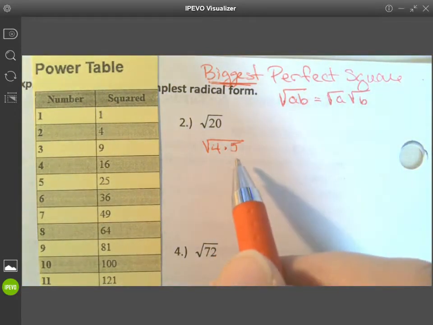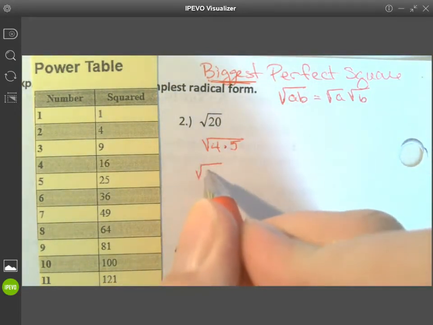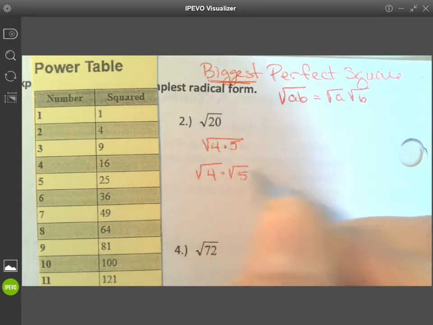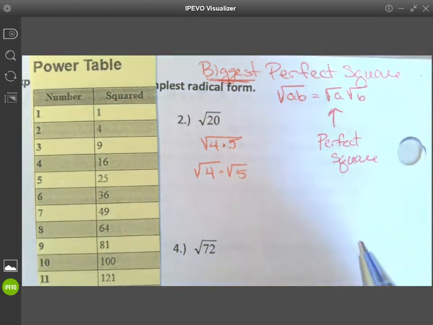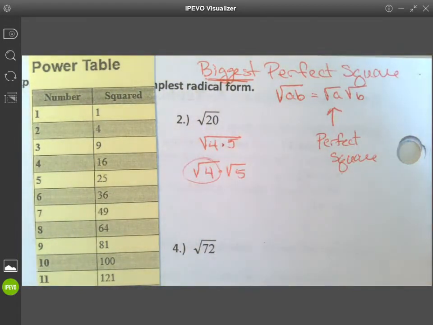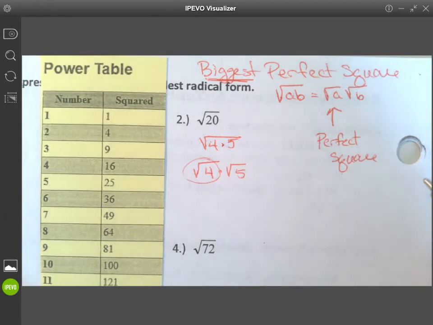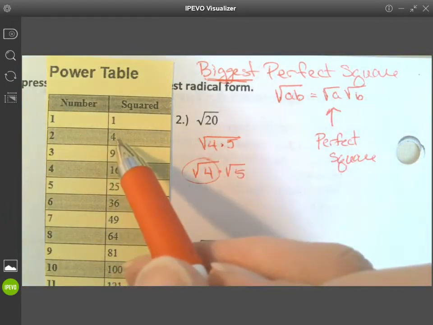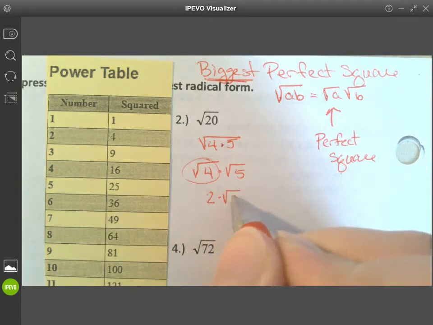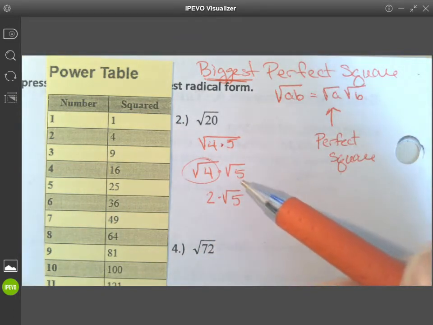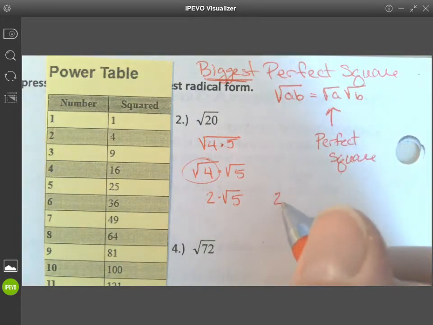Now, see how I have this 4 times 5? I'm going to use my rule and rewrite it as the square root of 4 times the square root of 5. And I like to put my perfect square first because what is the square root of 4? Come on, I know you can do it. 16. No, the square root, not 4 squared. Square root of 4 is 2. So I'd write this as 2 times the square root of 5. The square root of 5 is stuck, it doesn't break down, and there's no perfect square factor of it. So my answer is simply 2 square root 5.